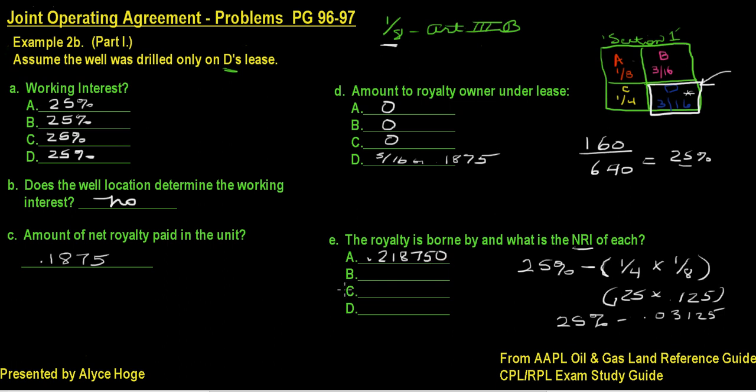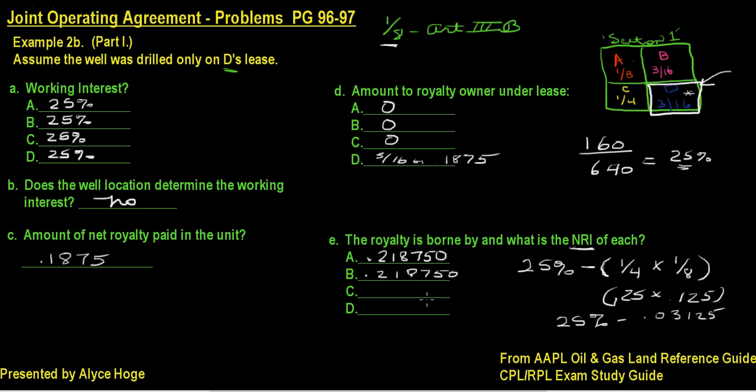0.21875. Now, if we look at B's interest, it's going to be exactly the same as A's, because B is also responsible for paying their 25%, or their 1/4, up to 1/8. So then we're going to deduct that from the 25% working interest that they own, and that's going to be what their net revenue interest is in the well. So that is also going to be 0.21875.